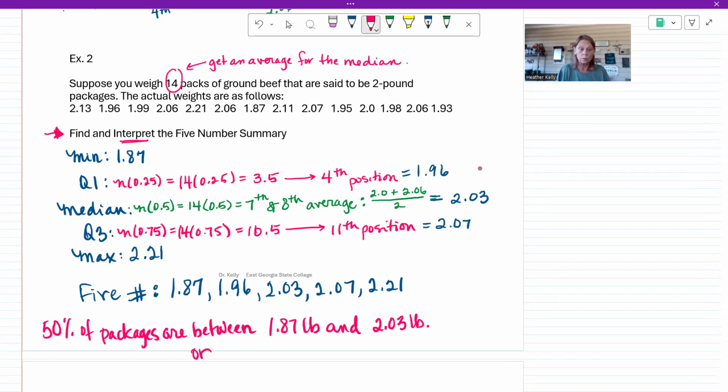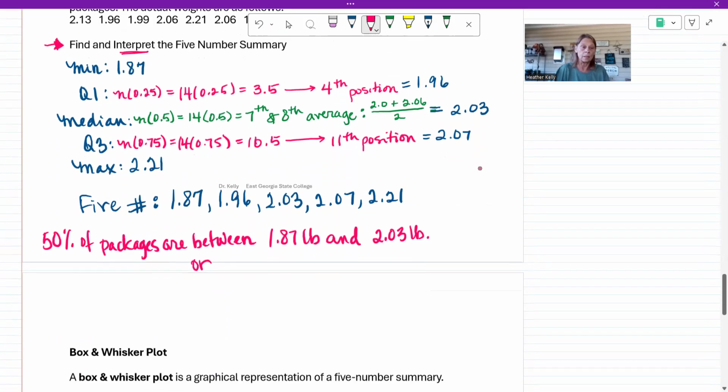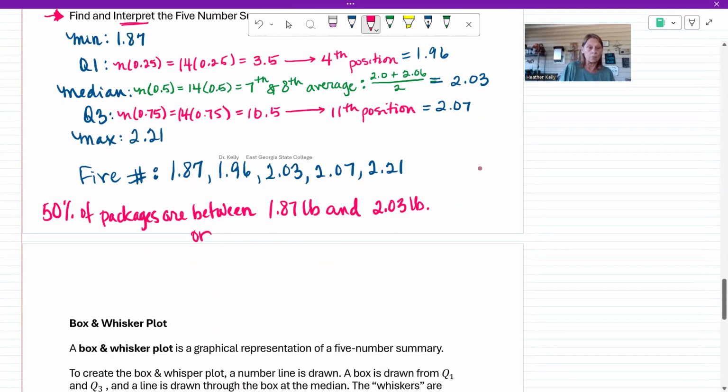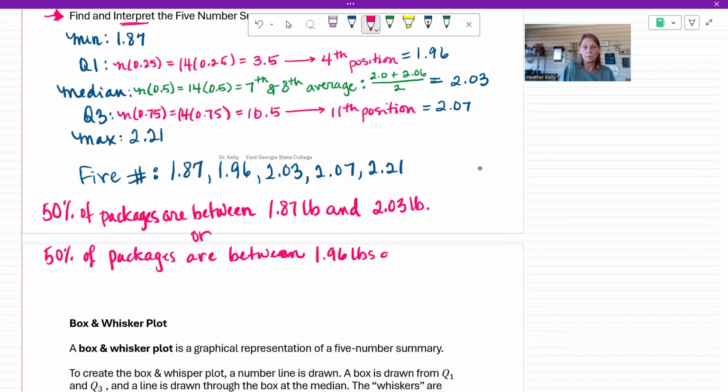Or you could say that 50% of the packages are between, and check this out, Q1 and Q3. So 1.96 pounds and 2.07 pounds.